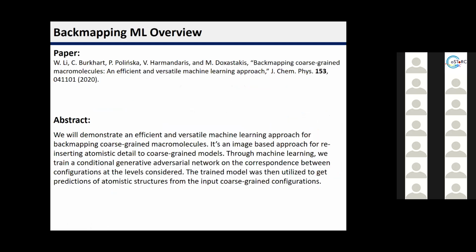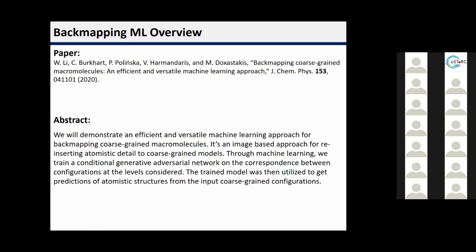We continue with the backmapping method. Here we have the original publication for the method, and we start with a brief abstract. We will demonstrate an efficient and versatile machine learning approach for backmapping coarse-grained macromolecules. It's an image-based approach for inserting atomistic detail into coarse-grained models.